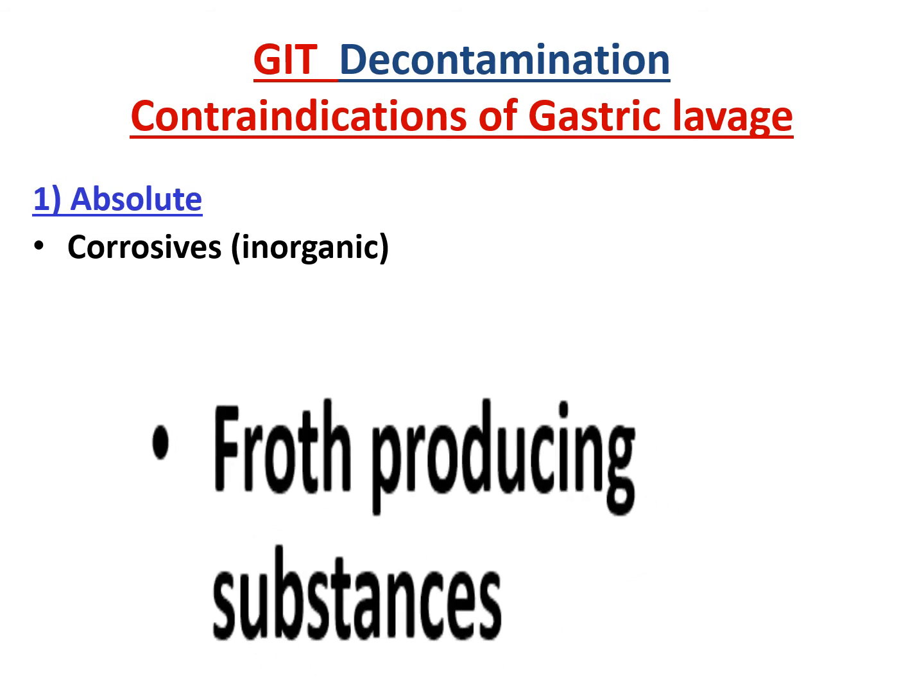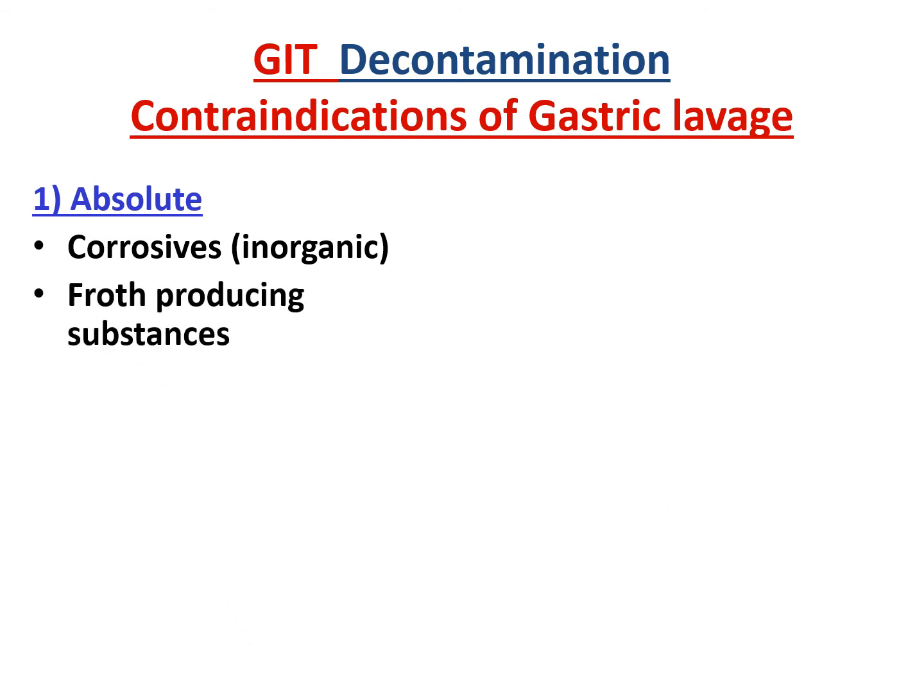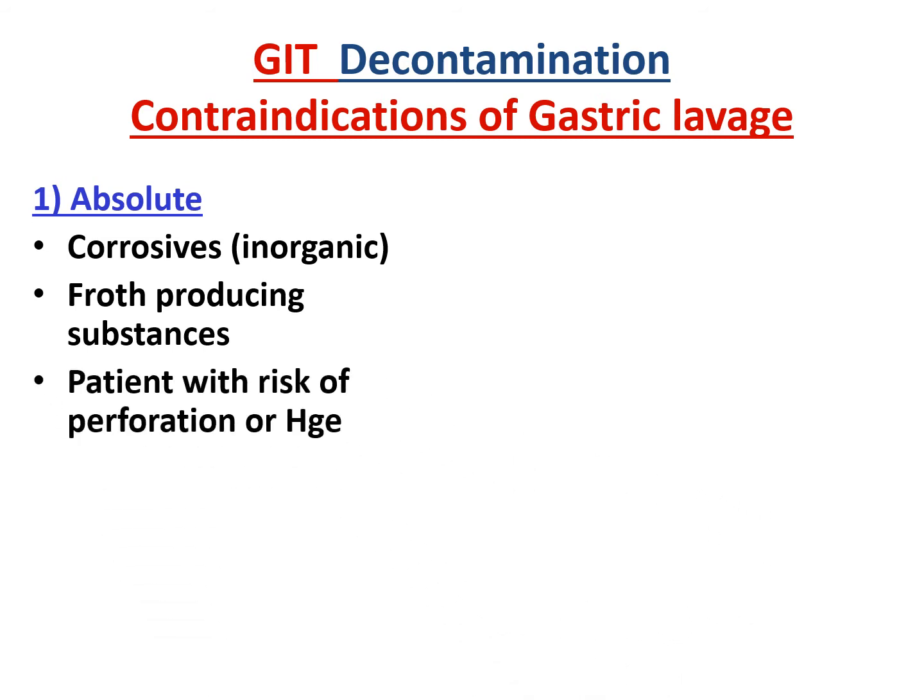Froth-producing substances like shampoo or liquid soaps. If I do gastric lavage with these conditions, this will induce froth formation, filling the whole GIT pathway and may lead the patient to aspiration pneumonitis. Patients with risk of perforation or hemorrhage, I can't use gastric lavage or administer the tube of gastric lavage in these patients.